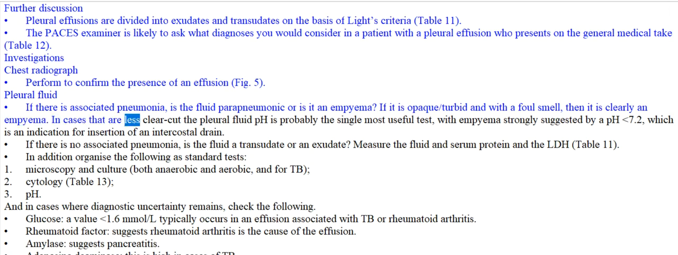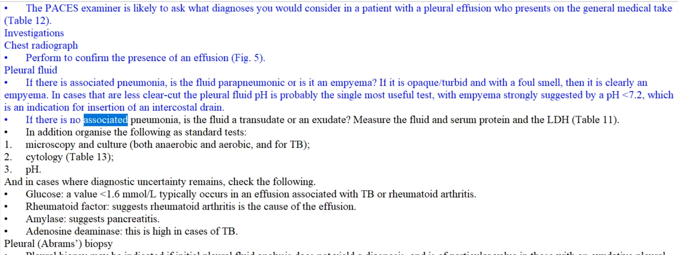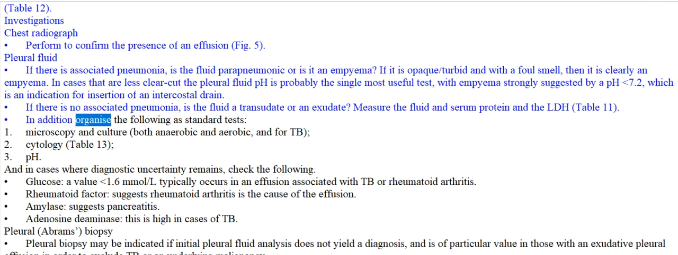In cases that are less clear-cut, the pleural fluid pH is probably the single most useful test, with empyema strongly suggested by a pH less than 7.2, which is an indication for insertion of an intercostal drain. If there is no associated pneumonia, is the fluid a transudate or an exudate? Measure the fluid and serum protein and the LDH, Table 11. In addition, organize the following as standard tests.